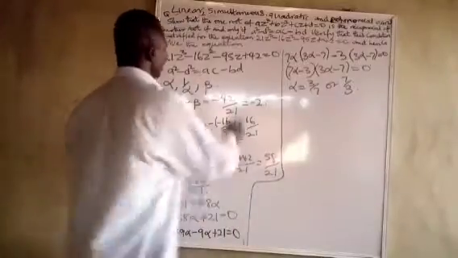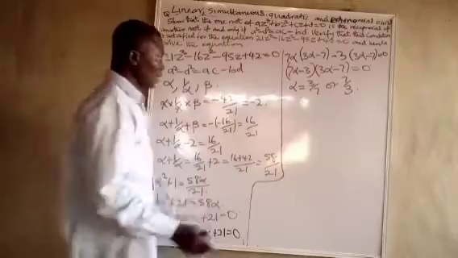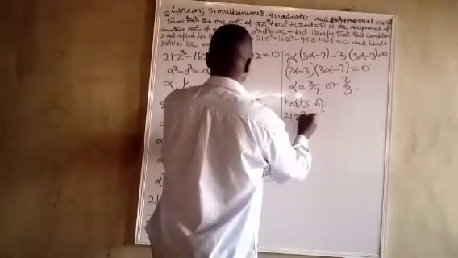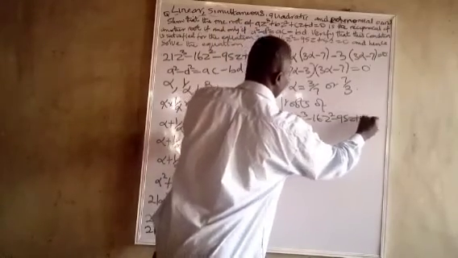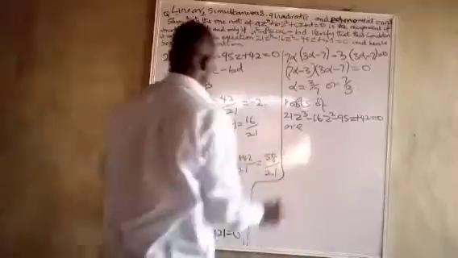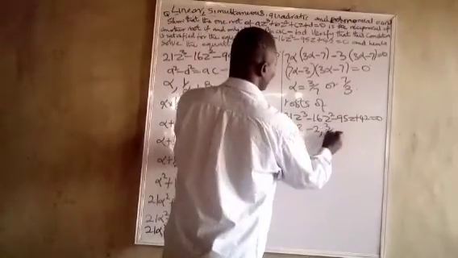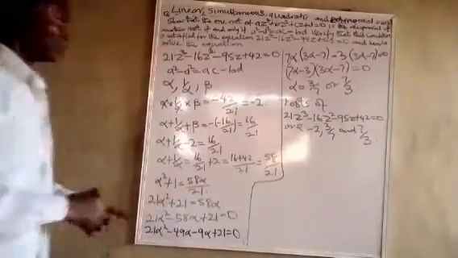So the roots of this equation, 21z cubed minus 16z squared minus 95z plus 42 equals 0, are minus 2, 3 over 7 and 7 over 3. So that's the solution.